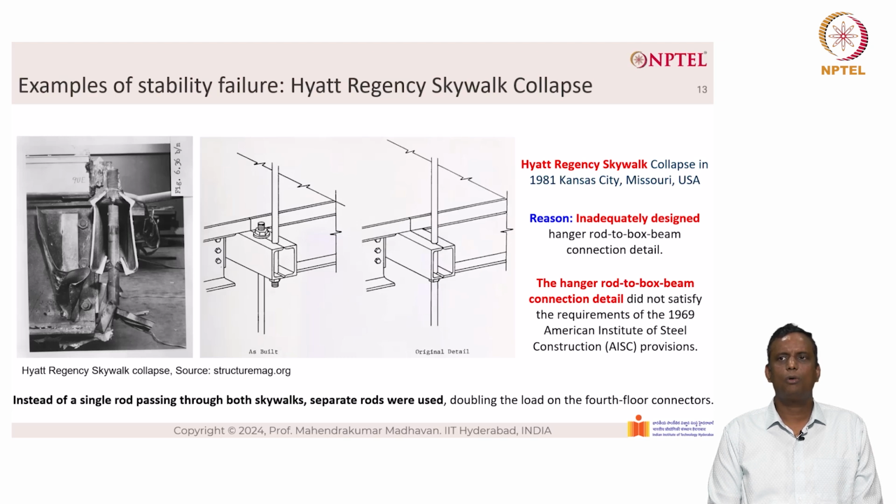The hanger rod to box beam connection detail did not satisfy the requirements of the 1969 American Institute of Steel Construction provisions. So instead of a single rod passing through both the skywalks, separate rods were used, doubling the load on the 4th floor connectors. Basically the boundary condition in the original detail is continuous, so it is acting more like a fixed condition at that location, whereas in the as-built construction, they have chopped it into 2 pieces, basically altering the boundary conditions from a fixed condition to a simply supported condition, causing the load to double at that location.